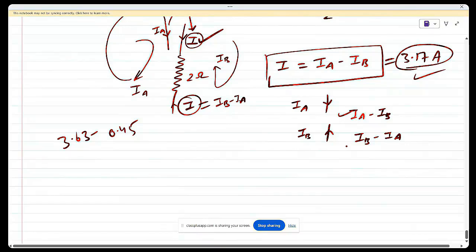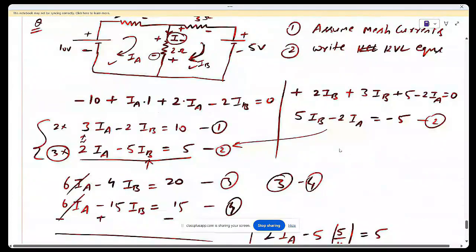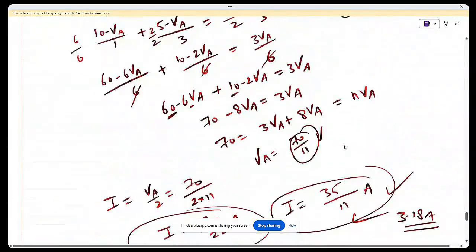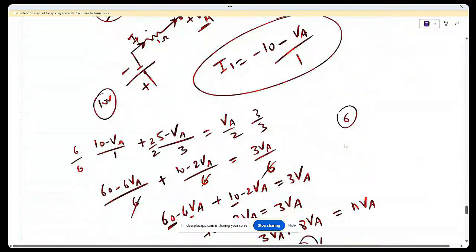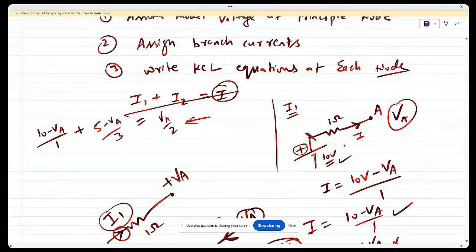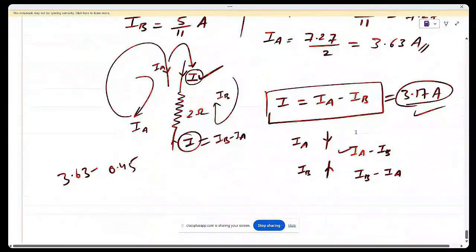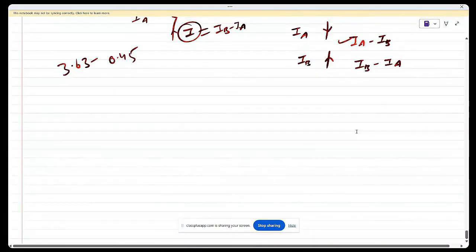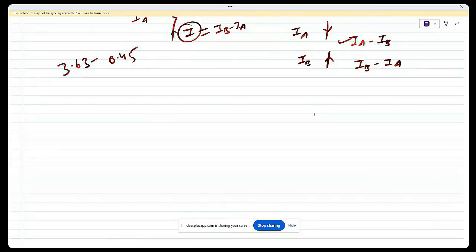But which method did you find easy? I think nodal analysis, because in nodal analysis we have to solve only one equation, for VA only. In mesh analysis, we have solved 2 equations. If the same question is solved by mesh analysis, be ready to solve one more equation, so it may take extra time. So go for nodal analysis first, and if you are facing some problem with nodal analysis, then go with mesh analysis. Okay, now come to the next question.